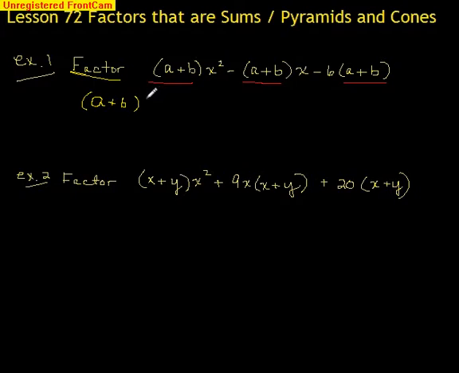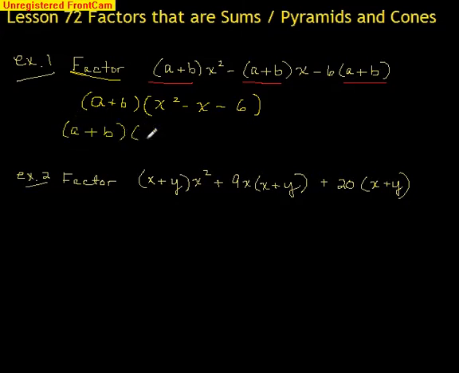Then we write in our remaining parentheses what's left. If we remove the a plus b from this term, we're left with x squared. If we remove the a plus b from this term, we're left with an x. And in the last term, we're left with a minus 6. Once you remove the sum that's common, we have our normal trinomial that we factor using our reverse FOIL. Just remember to bring your a plus b with you.